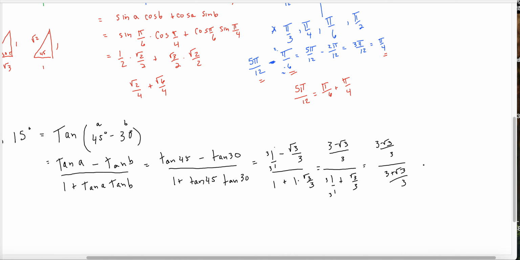Sometimes this is the more difficult part, simplifying with the arithmetic. So remember, when I'm dividing fractions, this is 3 minus root 3 over 3. You change division to multiplication of the reciprocal. So this is 3 over 3 plus root 3. Those 3's cancel on the diagonal. And my final answer is the numerator of 3 minus root 3 over a denominator of 3 plus root 3.